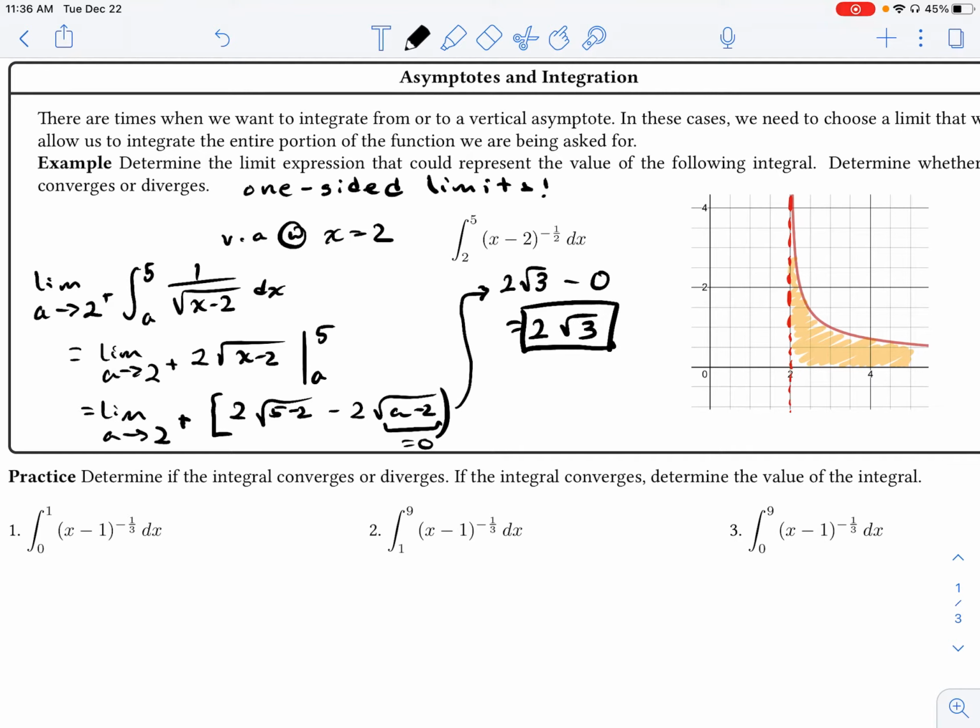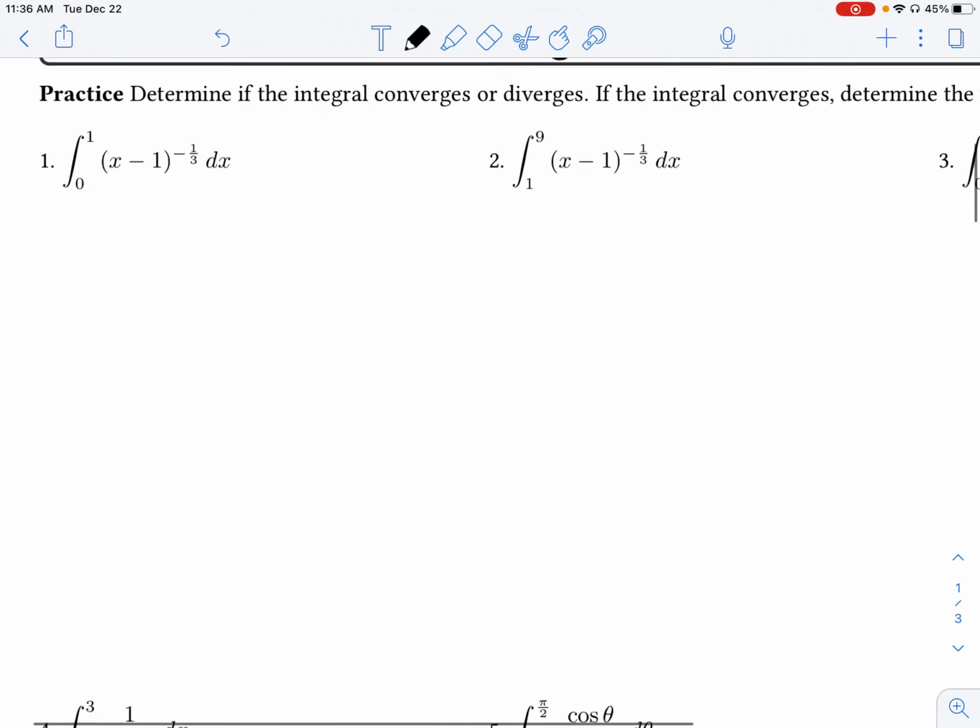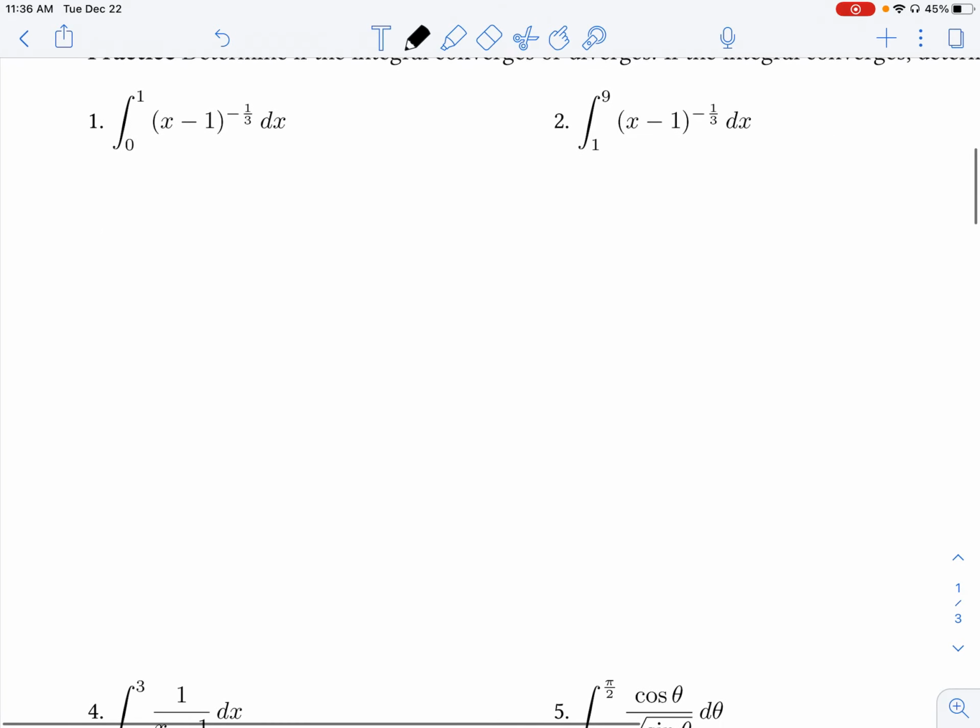Okay? So that's what we do when one of our bounds is where there is a vertical asymptote. Let's do another example like that, and then I want to talk about a few different types of cases. So let's look at this first one. We'll walk through this process again.